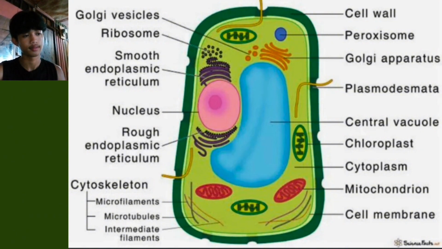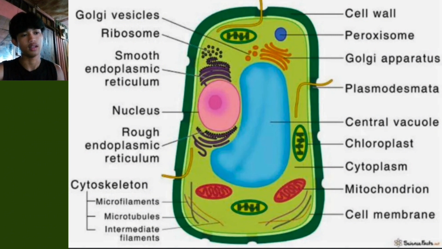Next we have the central vacuole. The central vacuole is a large membrane-bound organelle in plant cells, primarily involved in storage, maintenance of turgor pressure, and regulation of cellular function by controlling the concentration of ions and nutrients. So that is the purpose of the central vacuole.